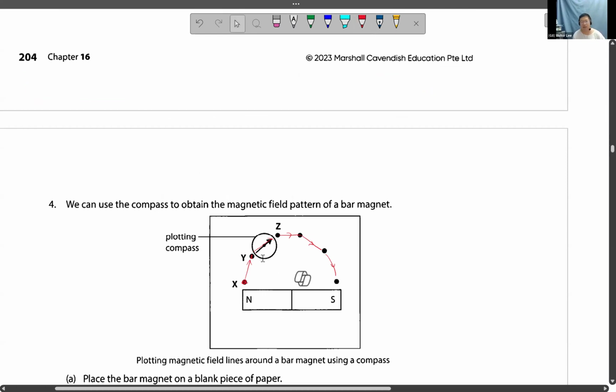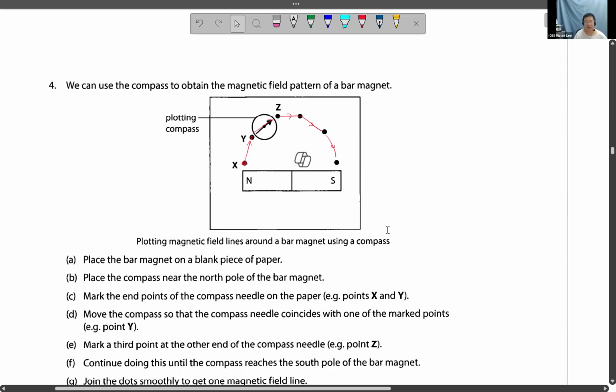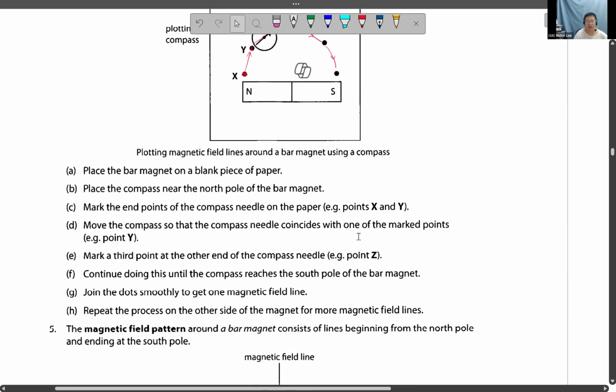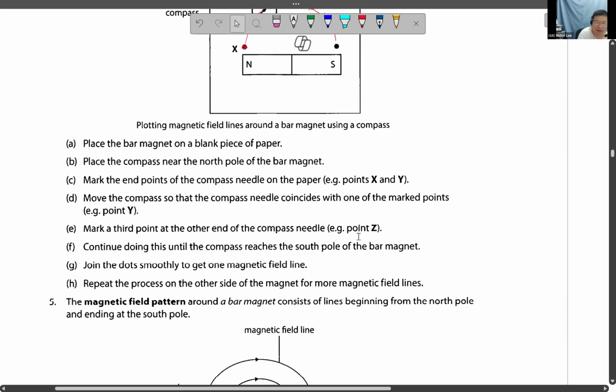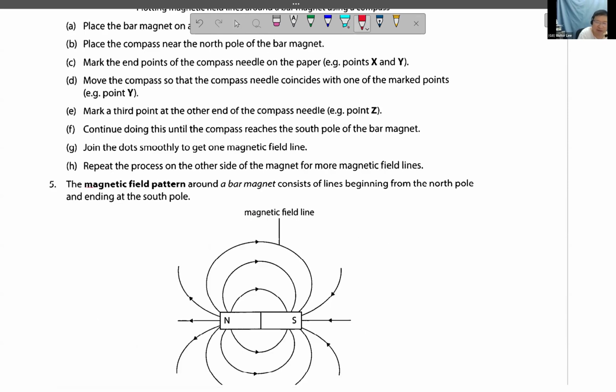I'm using the needle as I move around it to show me the direction of the magnetic field lines. Any questions? No? All right. So this is just an explanation of how I do it. Now remember the magnetic field pattern.